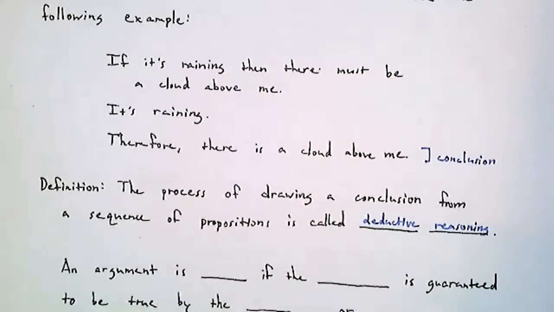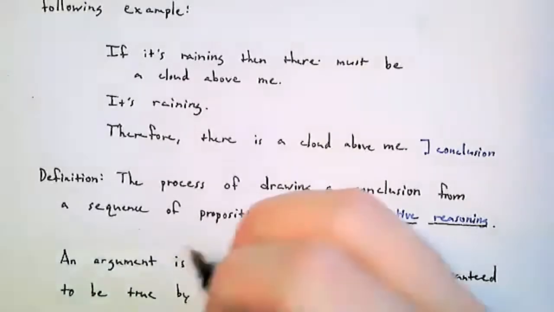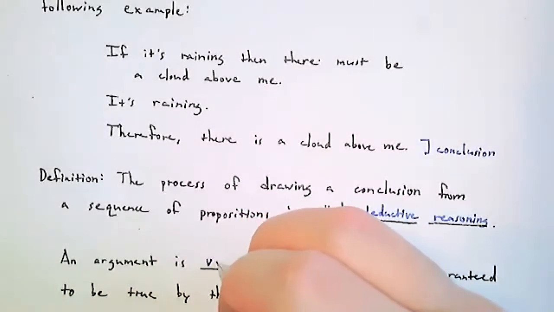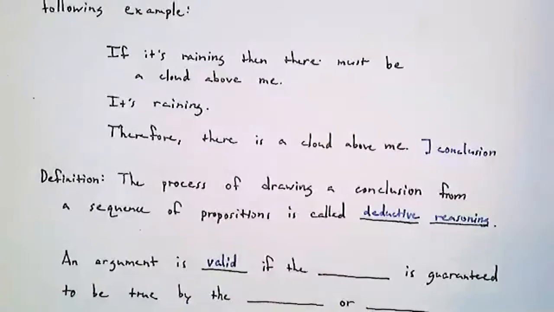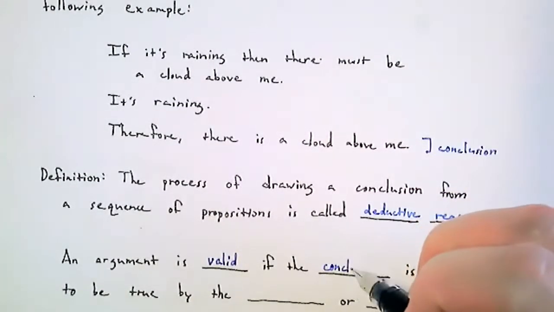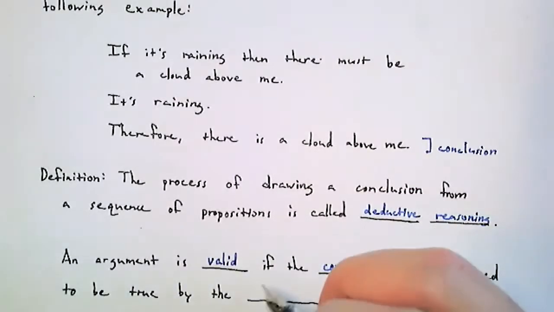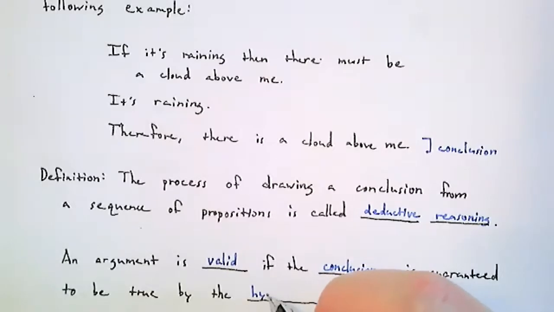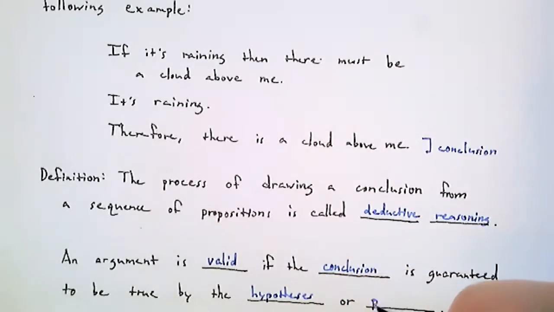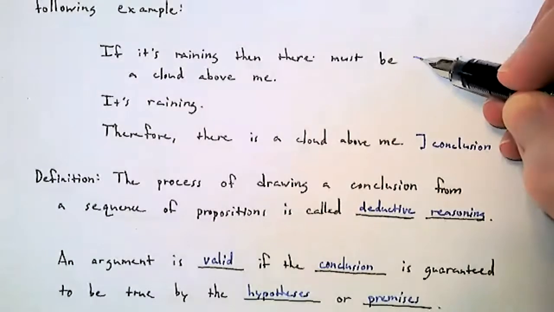Most of the time we're interested in whether we have a good argument, right? So there's a name for a good argument, and it's valid. An argument is valid if the conclusion, the end of our argument, what we're trying to argue for, is guaranteed to be true by the hypotheses, the first part of the argument. Or you might call these premises. That's this first part.